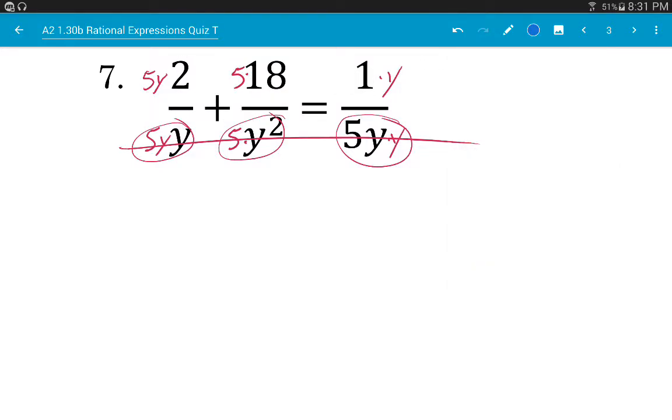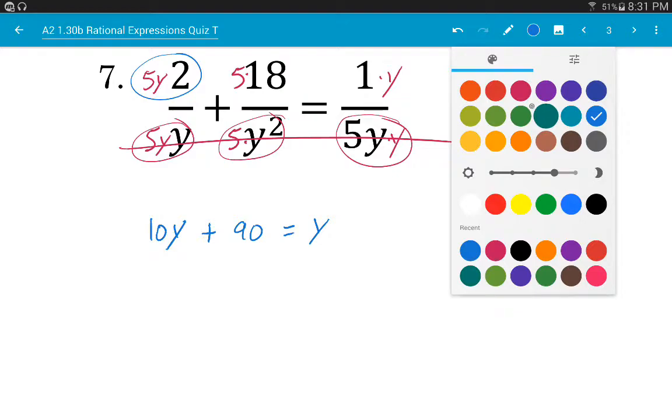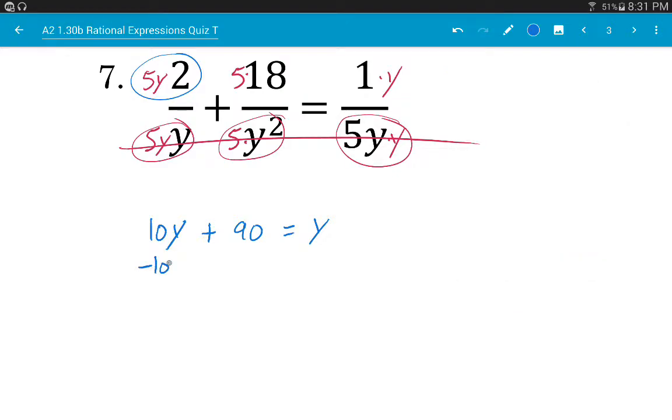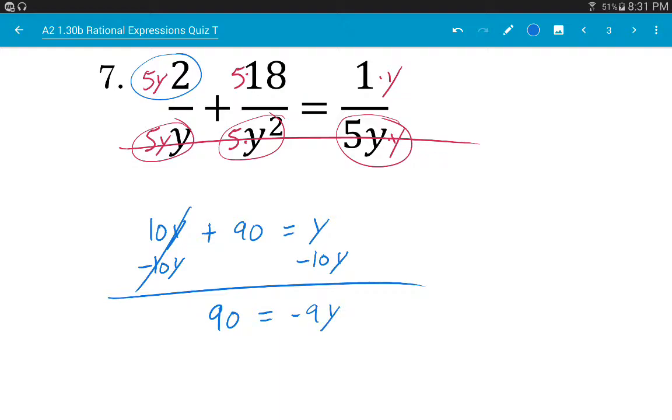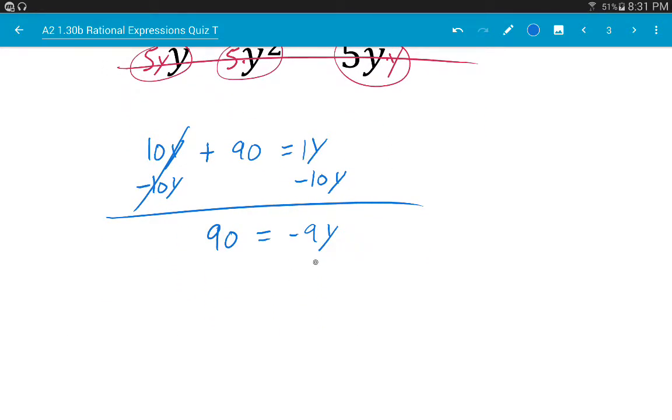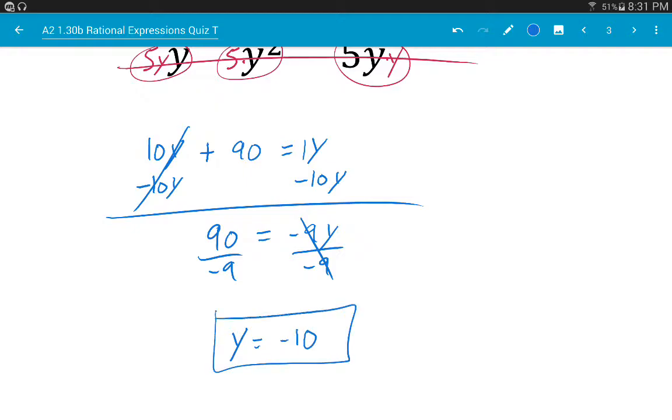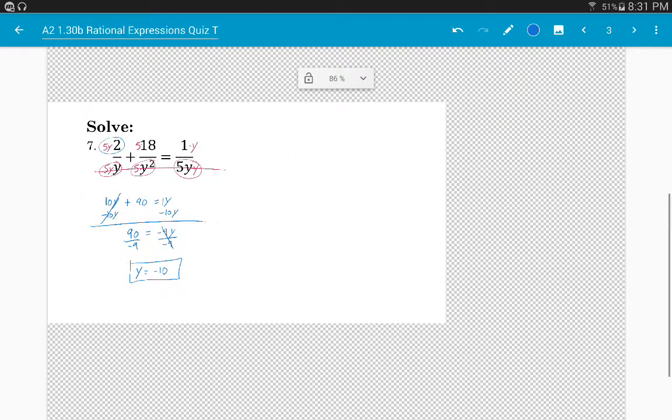5y times 2 is going to be 10y, plus 5 times 18, which is 90, equals 1 times y, which is just regular y. I'm going to subtract 10y from both sides to get all the y's together. I get 90 equals negative 9y, because that's 1 minus 10. And I'll divide both sides by negative 9. And we're going to get that y equals negative 10. And that's my solution to question 7.